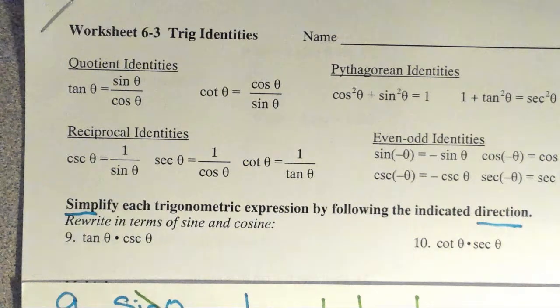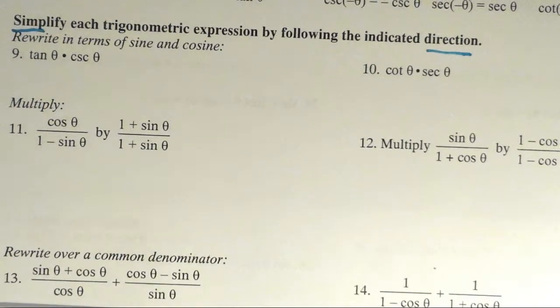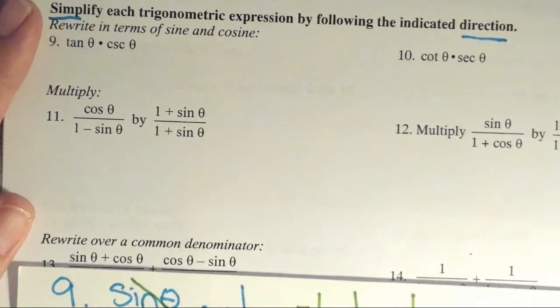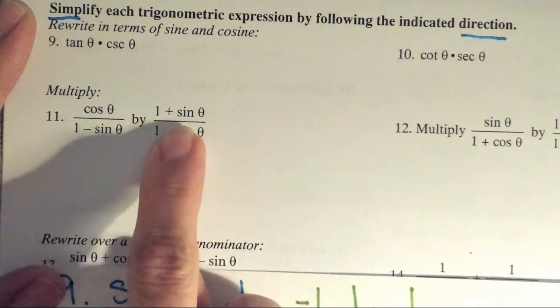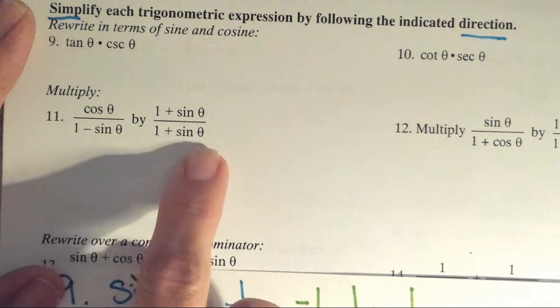All right. The next one we did in class was number 11. And I have to follow the directions. The directions for number 11 ask me to multiply the top of the fraction by 1 plus sine and the bottom of the fraction by 1 plus sine.